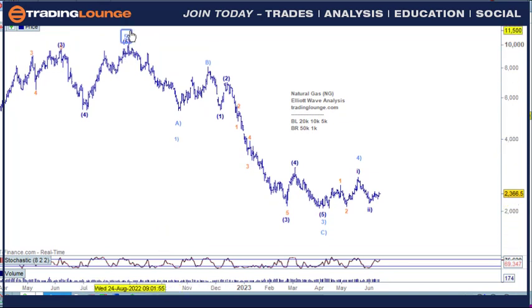We can look at it from the top. We could look at it as an A wave, a B wave, and then 1, 2, 3, 4, 5 down here for a C wave, and that's the low. And if that's the low, we could look at that as 1 and 2, and then 1 and 2 here. There's nothing wrong with that. So that means we'd be going up at that point.